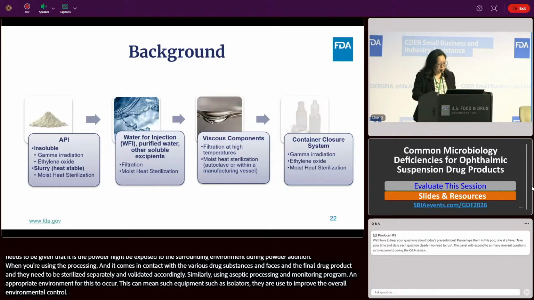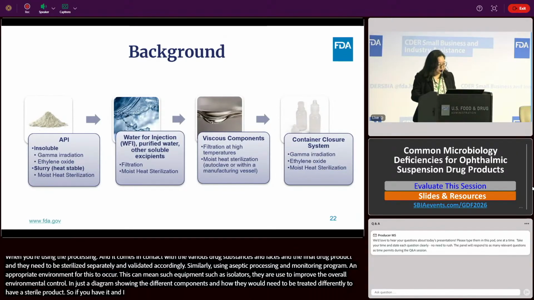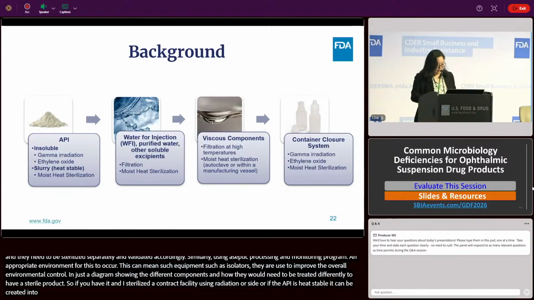So this is just a flow diagram showing some of the different components and how they would need to be treated differently to achieve a sterile product. If you have an insoluble API, it's typically sterilized at a contract facility using gamma radiation or ethylene oxide, or if the API is heat stable, it can be created into a slurry, which then is sterilized in a small vessel using steam sterilization.